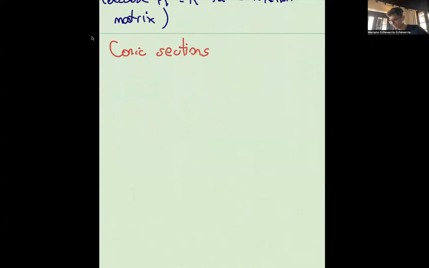Right, for us, conic sections would be either ellipses or hyperbolas. I mean, parabolas are also included in the definition of a conic section, but we won't worry about those.